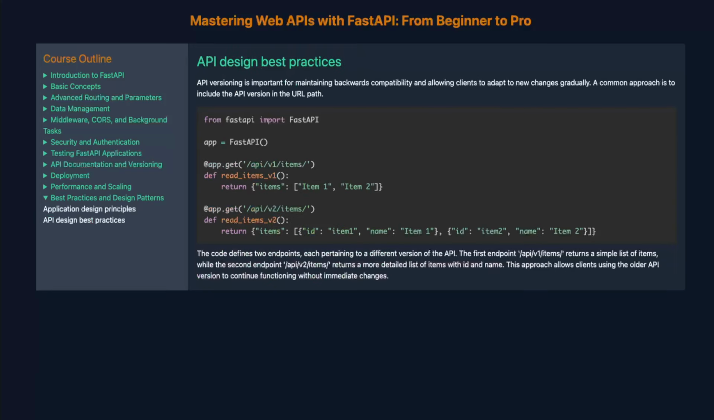API design best practices. API versioning is important for maintaining backwards compatibility and allowing clients to adapt to new changes gradually. A common approach is to include the API version in the URL path. The code defines 2 endpoints, each pertaining to a different version of the API. The first endpoint /api/v1/items returns a simple list of items, while the second endpoint /api/v2/items returns a more detailed list of items with ID and name. This approach allows clients using the older API version to continue functioning without immediate changes.